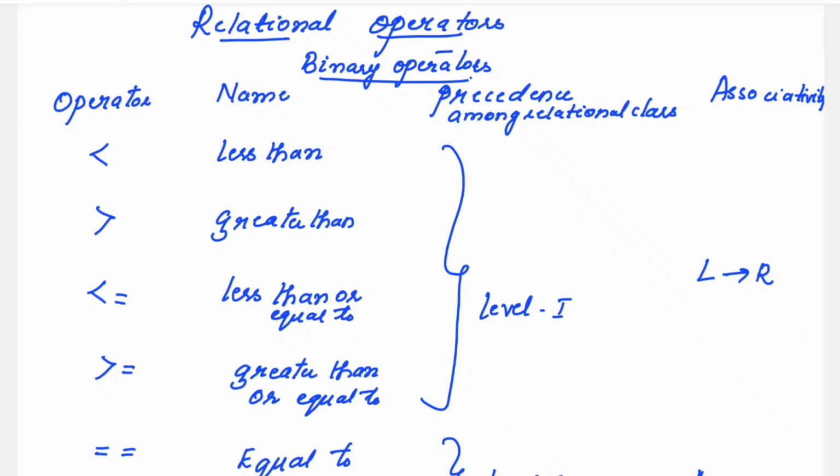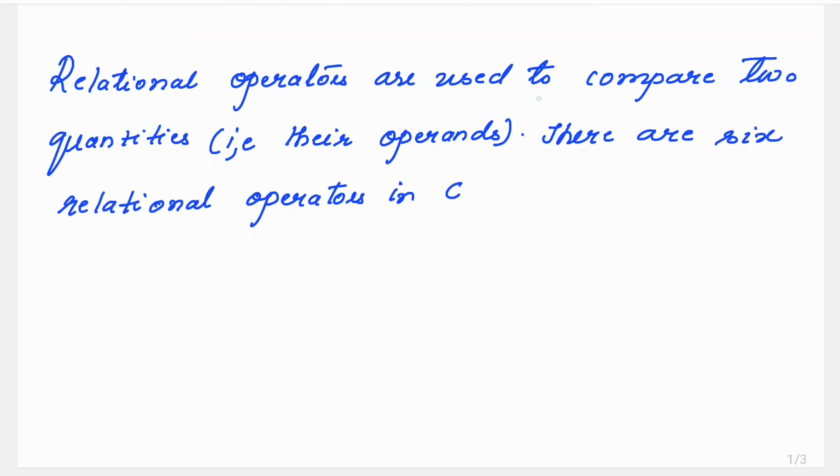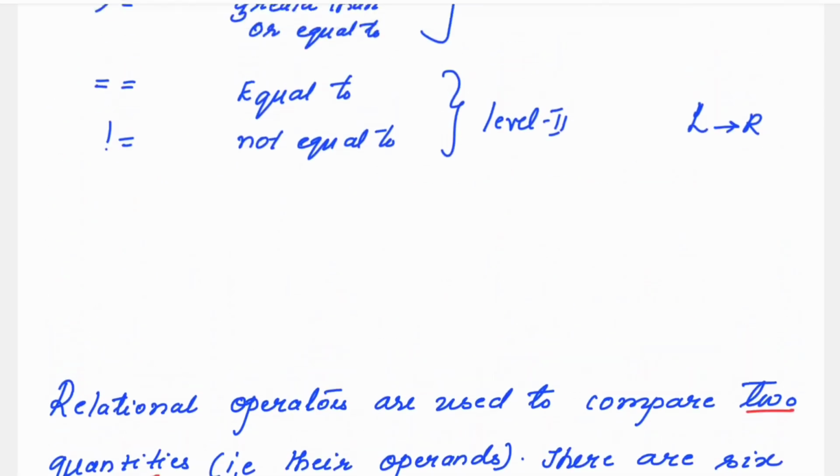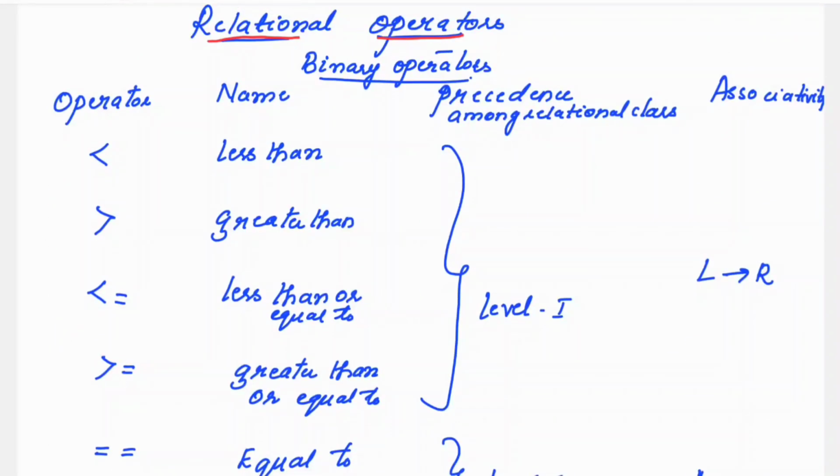So in C language, we have 6 relational operators, and they come under the category of binary operators. Binary operators require 2 operands to perform the operation. Relational operators are used to compare 2 quantities. So when we say compare 2 quantities, for comparison we are making use of these operators. How many operators? We have 6 operators here.